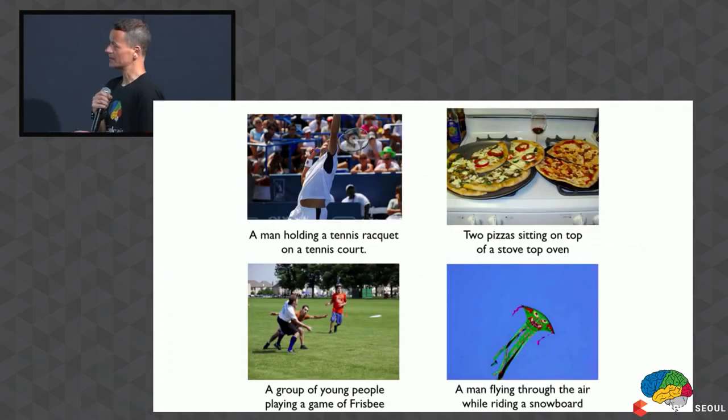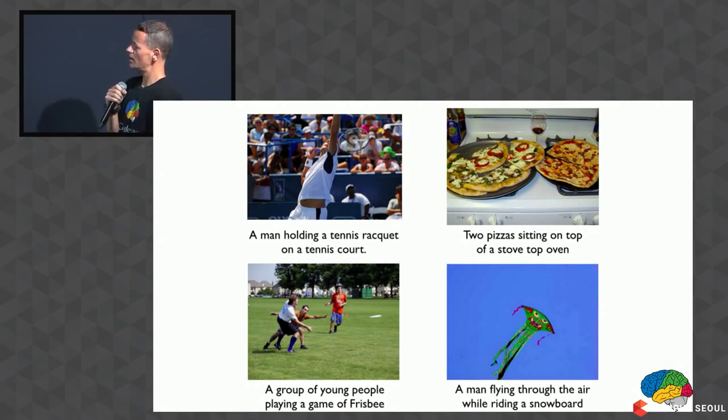I have to say, this is a relatively restricted benchmark. It worked for some examples very well. For others, it didn't work so well. Look at the first one: a man holding a tennis racket on a tennis court. If you look at this picture, it is hard to understand that this is a tennis court. Kids may know this, but to produce this description is pretty good. The second one: two pizzas sitting on top of a stovetop oven. So apparently it can count. It knows it's a stovetop oven.